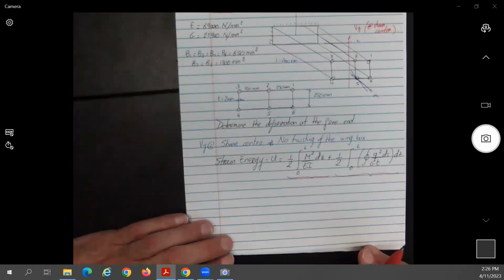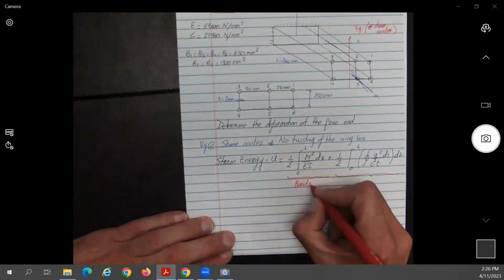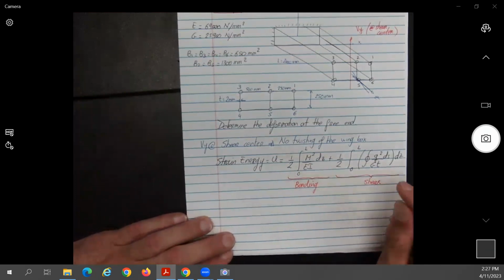Is that better? Okay. So this will be the strain energy due to bending, and shear.